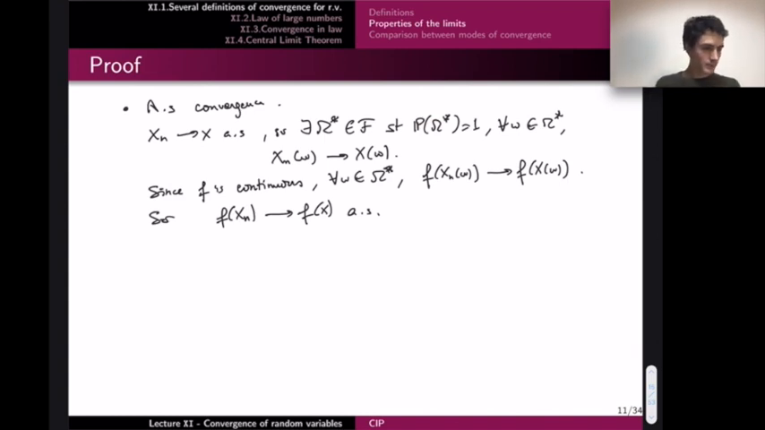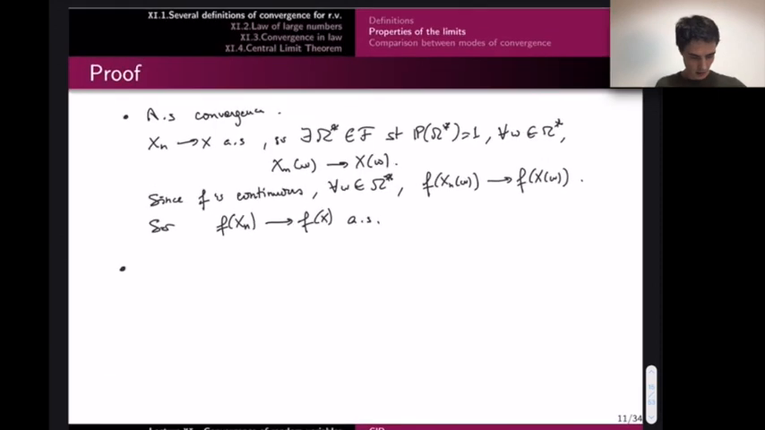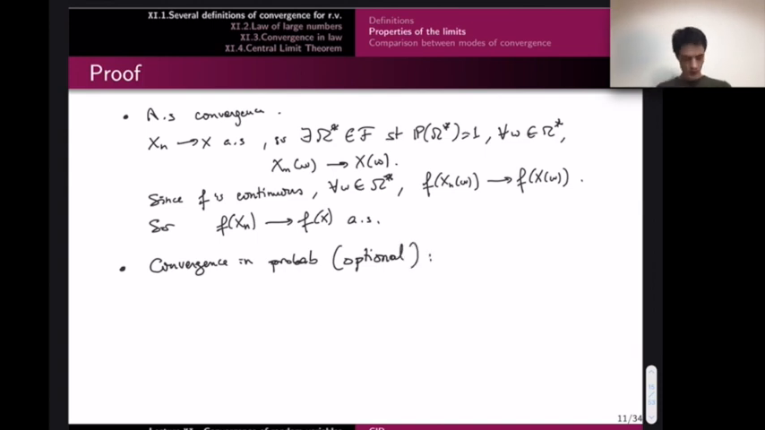Okay, so now that's where you can skip. You can stop watching the video here and continue later at the end of this proof. Okay, so I will prove convergence in probability. It's optional, so you can skip this part. Okay, so how do I do this? It's not very complicated. It's a typical probabilistic proof, or analytic proof, but it might be skipped. It's not so important for the rest of the lecture.